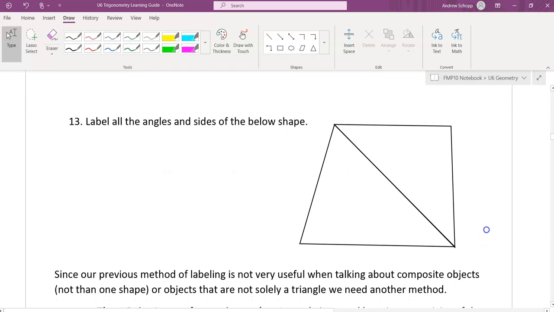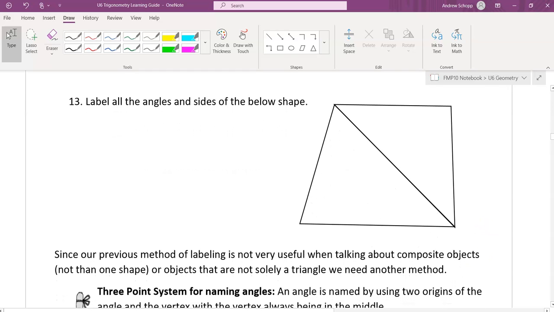Let's try and use that method here. So for question 13, label all the angles and sides of the below shape. Let's start by labeling the vertices. You might be able to see right away that by putting a B here, I'm representing this whole angle here, but I don't have a way of identifying the smaller angles inside of that.